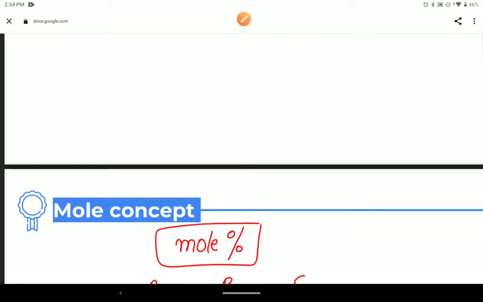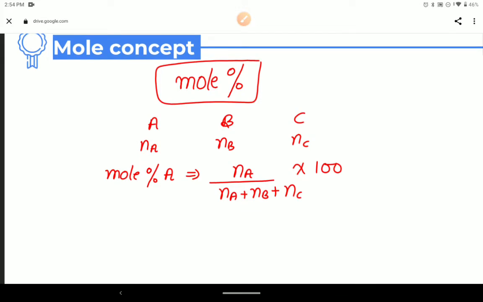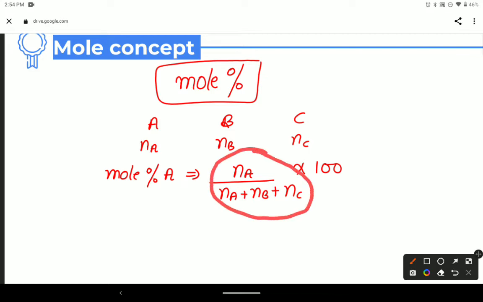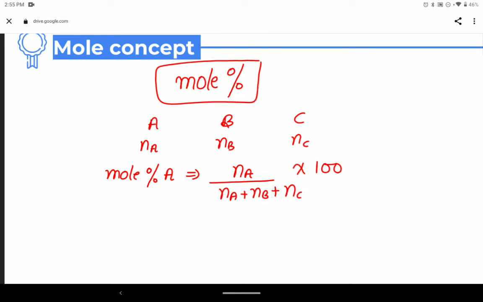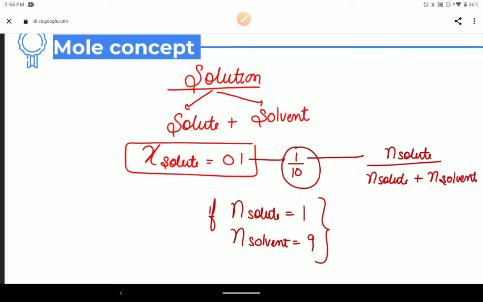Yes, let's go further. Mole percentage, same here. First mole fraction, second mass fraction. Mole percentage of A is given as mole fraction of A into 100. We will multiply it by 100. That's what mole percentage refers to. Okay. This is a basic level.